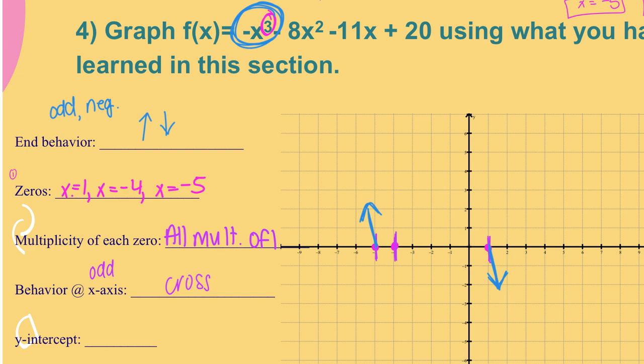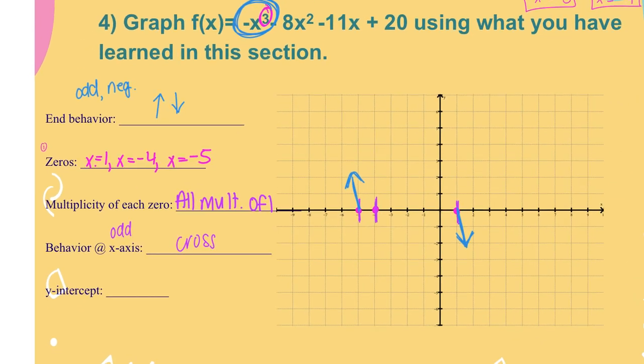I'm not done yet. I have to find one more thing and then I can finish the graph. I have to find my y-intercept. This one's pretty easy to find. What would my y-intercept be? 0, 20, because of that 20 right here. Keep in mind you're just plugging in 0 for all your x's. And you're going to get 0, 20 in the end.